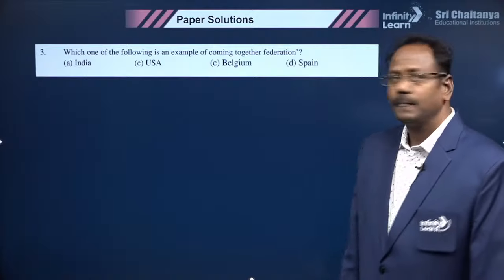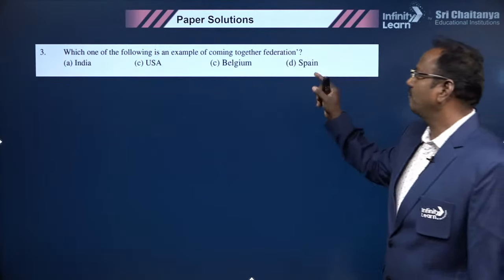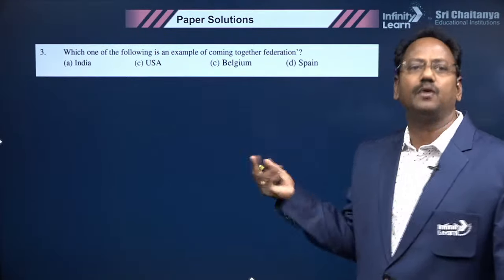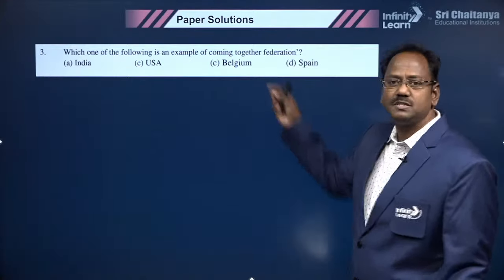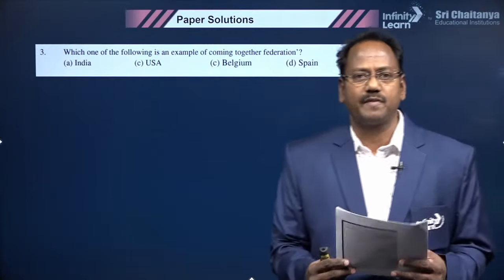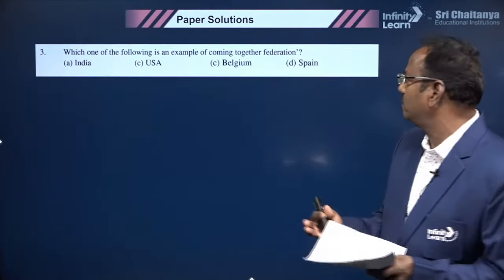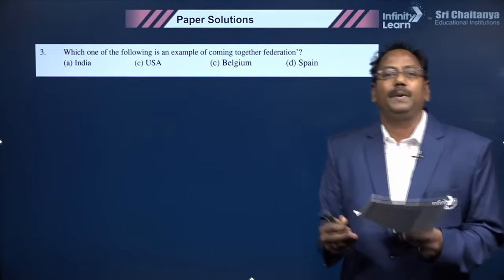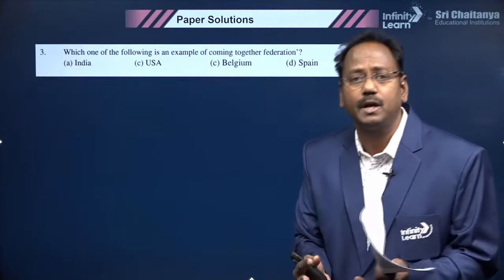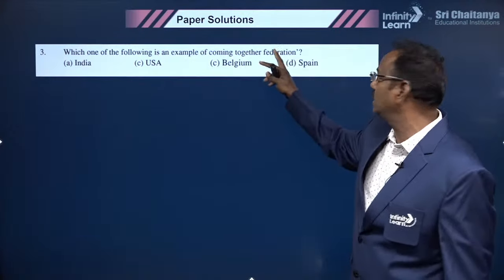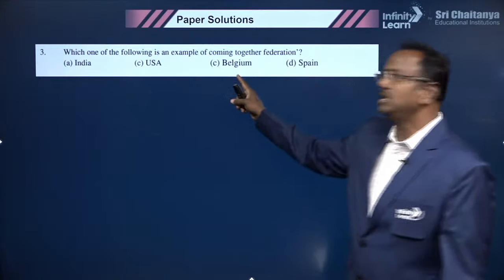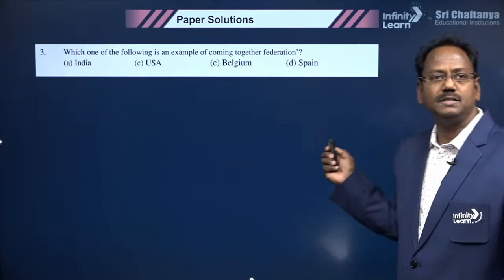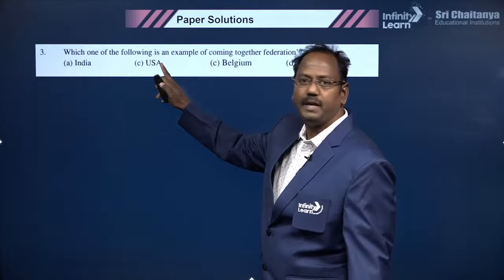Coming to the third question: which of the following is an example of coming together federations? There are two forms of federations, coming together federations and holding together federations. In coming together federations, states come together to have greater strength and unity and prove themselves very powerful. The USA is a combination of 50 independent states that came together to form a bigger unit, so it is the best example of a coming together federation, whereas India, Belgium and Spain are holding together federations. The answer to question number 3 is B, not C, USA.